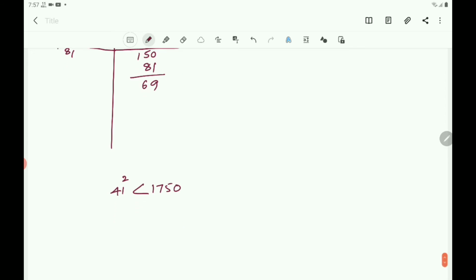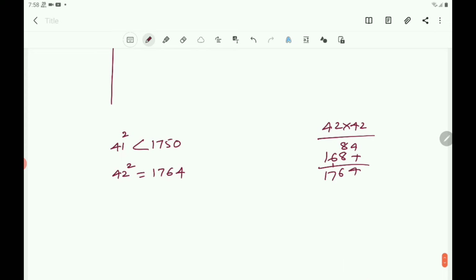Then you find the next number 42 and its square. 42 square. So you find 42 into 42, that is 42 2s are 84. So you will get 84, and 4 2s are 8, 4 4s are 16, 8 plus 8 16. So you got 1764. Here 41 square is lesser than 1750, means 1750 is greater than 41 square. The next square number is 42 square, that is 1764.